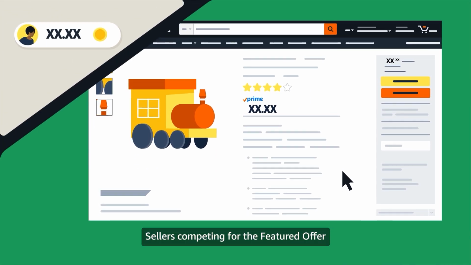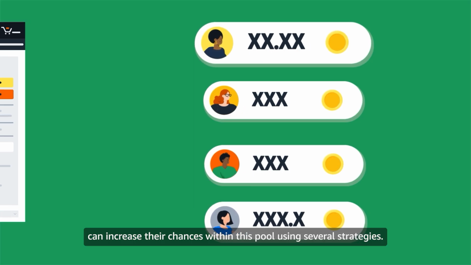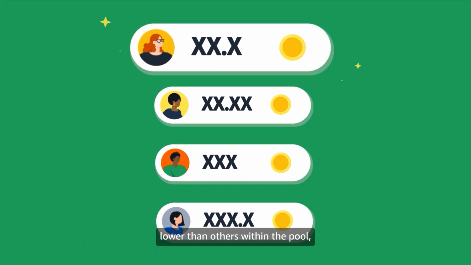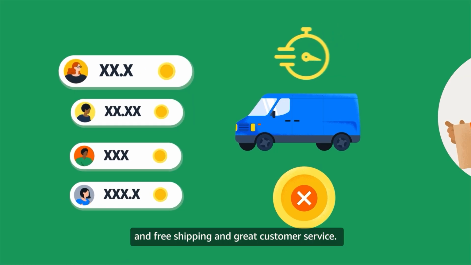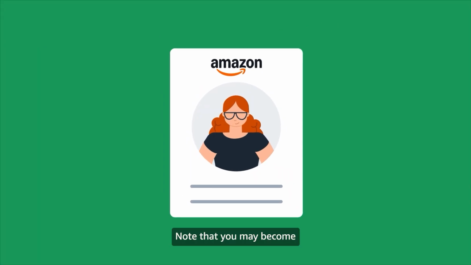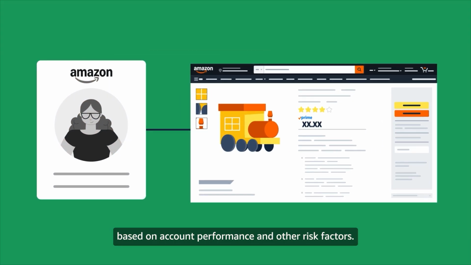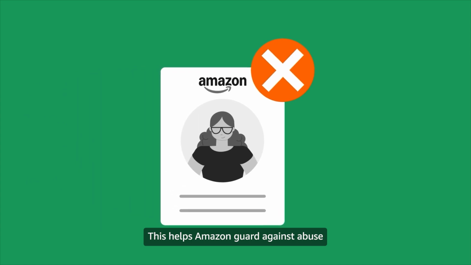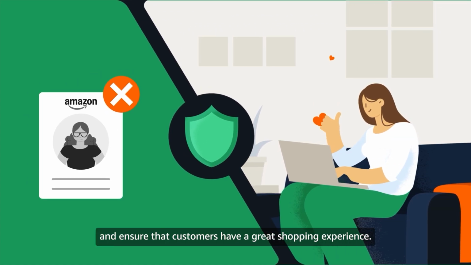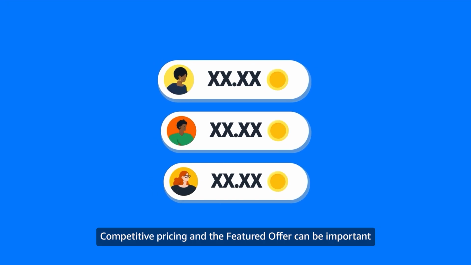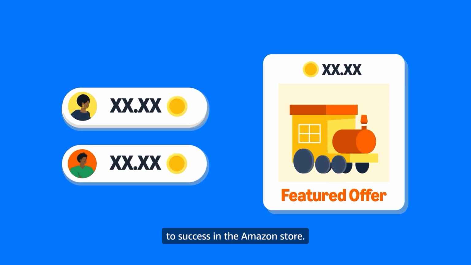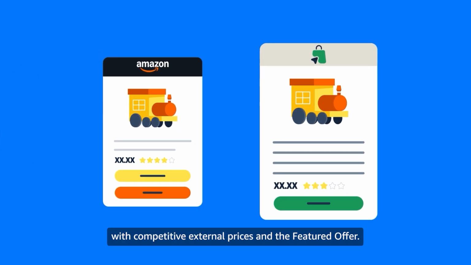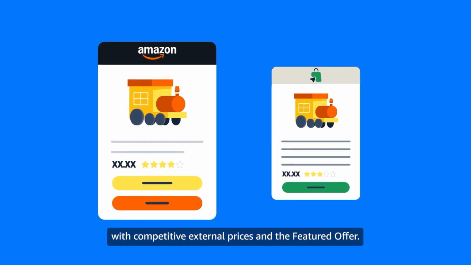Sellers competing for the featured offer can increase their chances within this pool using several strategies. You can set prices lower than others within the pool and offer faster and free shipping and great customer service. Note that you may become ineligible for the featured offer based on account performance and other risk factors. This helps Amazon guard against abuse and ensure that customers have a great shopping experience. Competitive pricing and the featured offer can be important to success in the Amazon store. That's why we make it easy for you to compare your prices with competitive external prices and the featured offer.